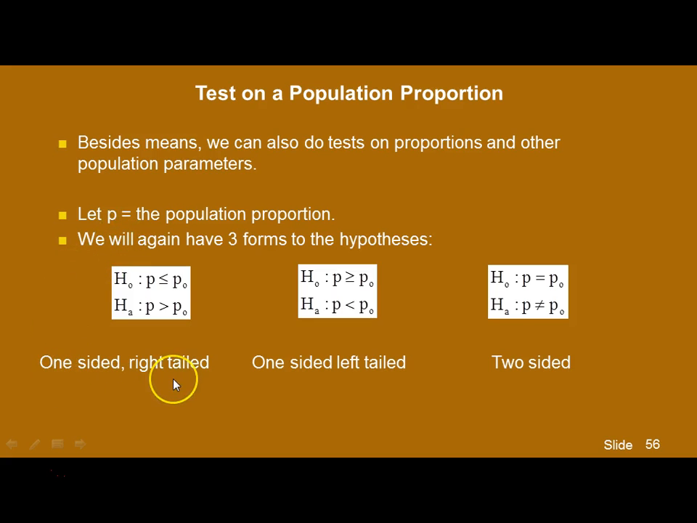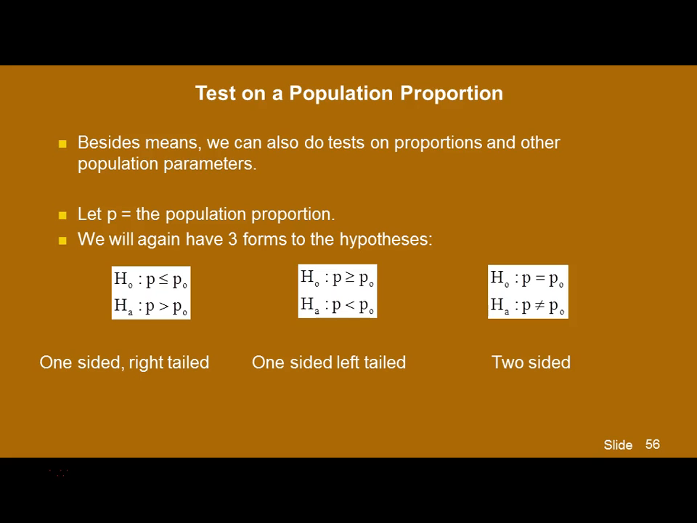We can have a one-sided right-tailed test, where the alternative says P exceeds P0, where P0 is the value in the null. You can have a one-sided left-tailed test, where the alternative says P is less than P0, or you can have a two-sided test, where the alternative says P is not P0. Remember, in all cases, the equality portion belongs in the null hypothesis. It might be a less than or equal or a greater than or equal, but we need the equals portion in the null.